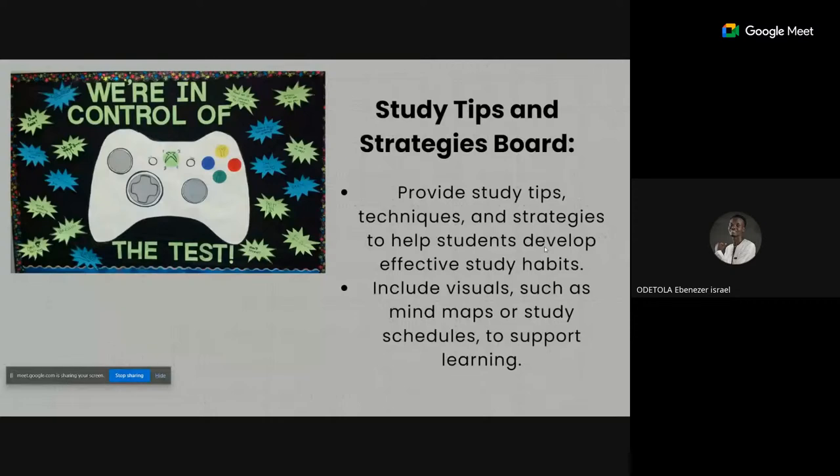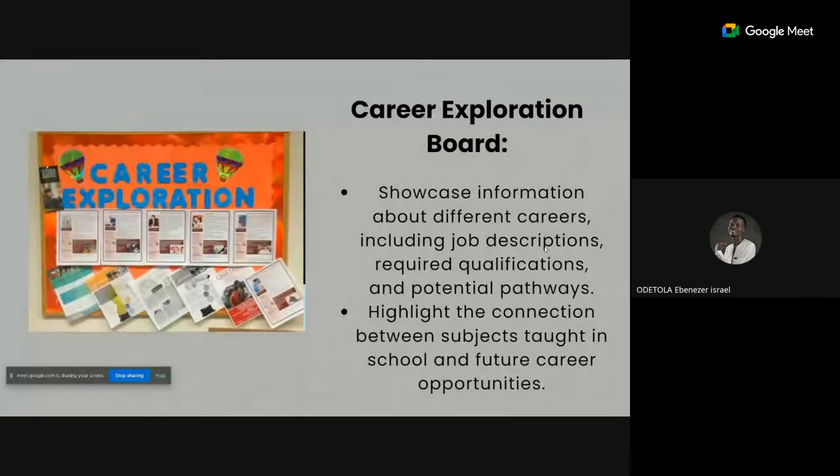They need to know about study tips. Should you be sleeping at home every day? What time do you think you should be learning? What time do you think you should be doing this and that? So you can make it a poster. You can make it a display board. If there's still enough space in your classroom, you need a board that talks about their studies and a lot of tips on how to study.